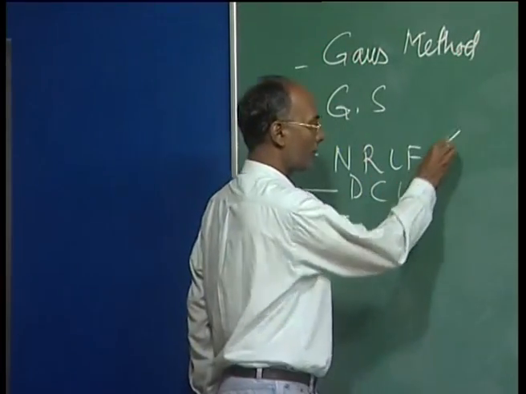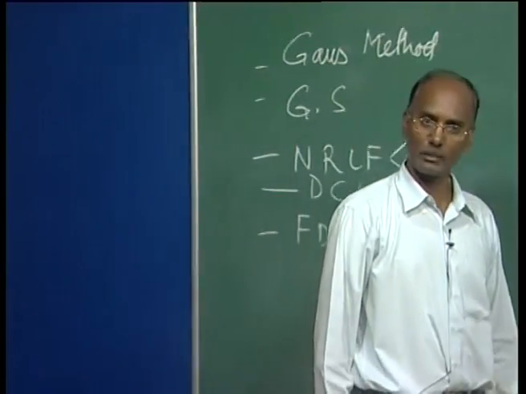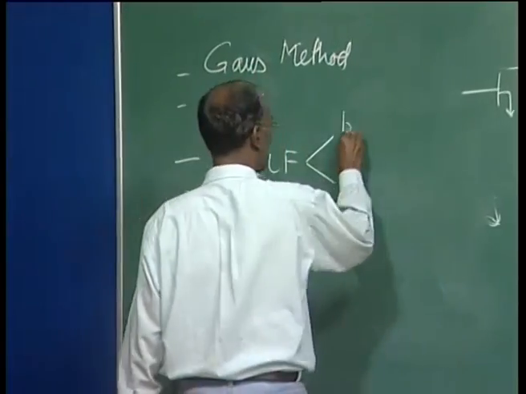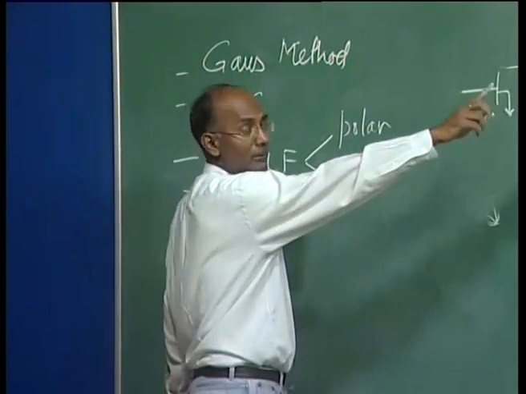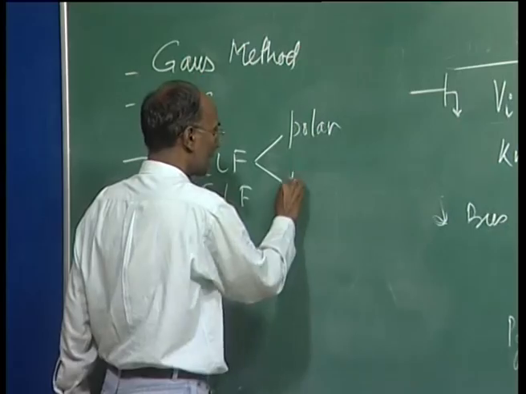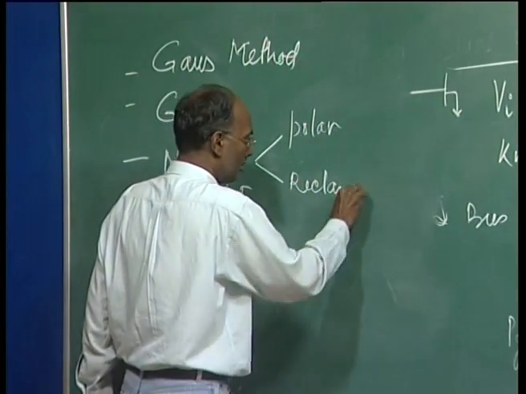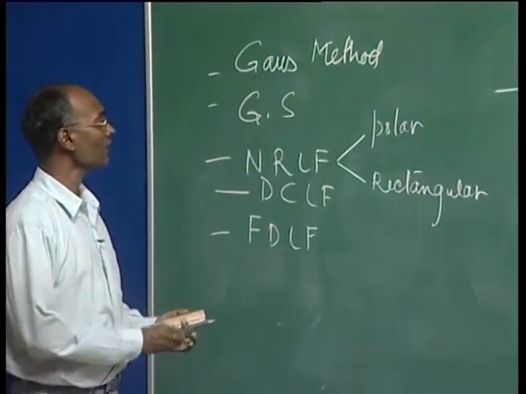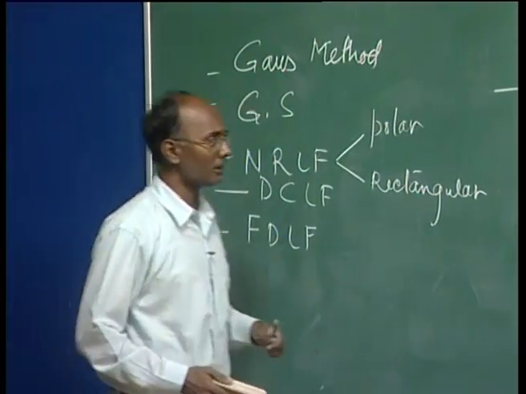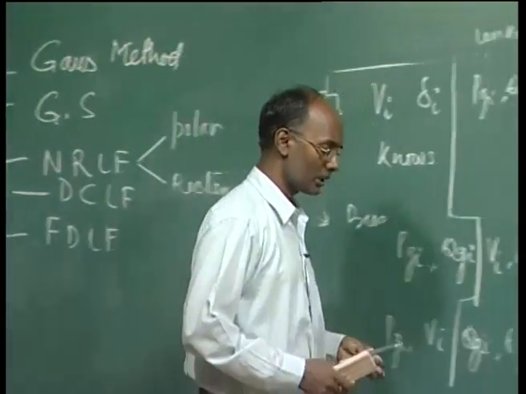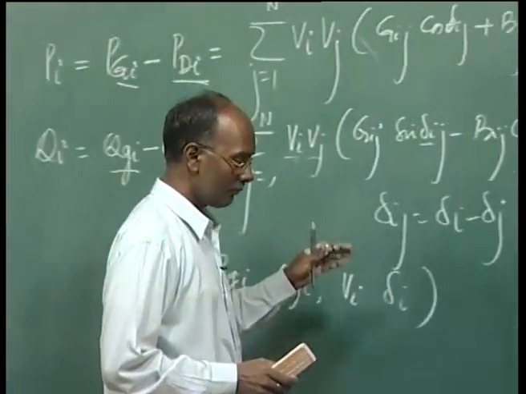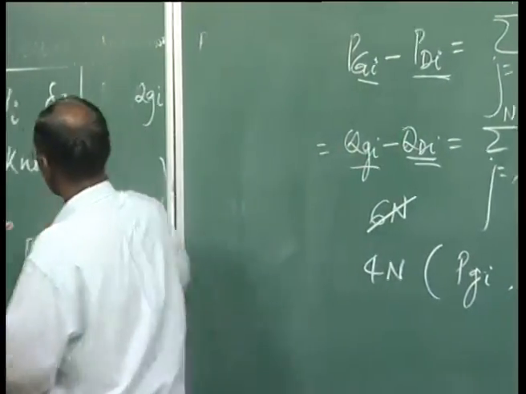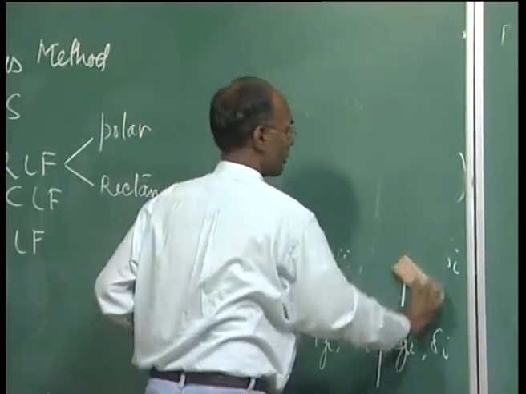In the NRLF we have 2 types. One is called polar, another is called rectangular coordinate solutions. If you write the equations in polar, like this equation here, then it is polar, and the other is the rectangular coordinate method. Now the Gauss method and the Gauss-Seidel method, there is not much difference, and these methods are derived based on, why I am deleting this, because we are going to use it for the Newton-Raphson, I will show you.